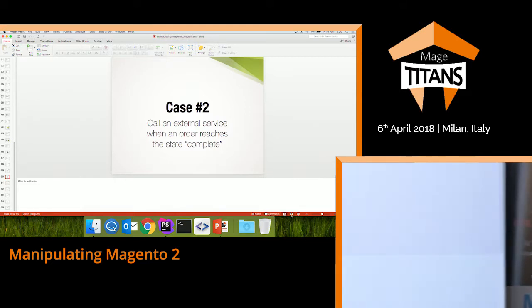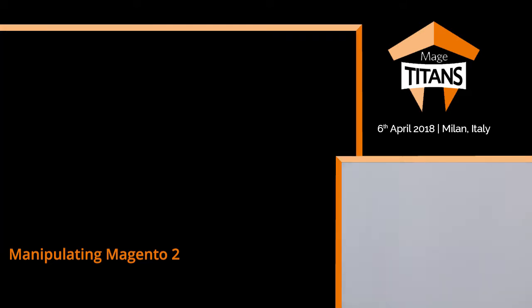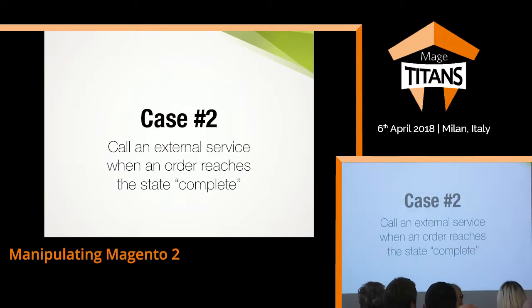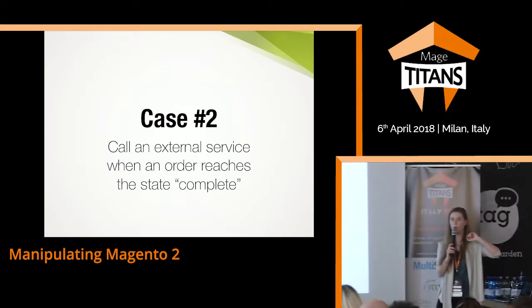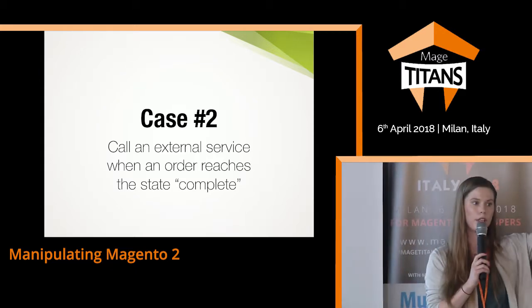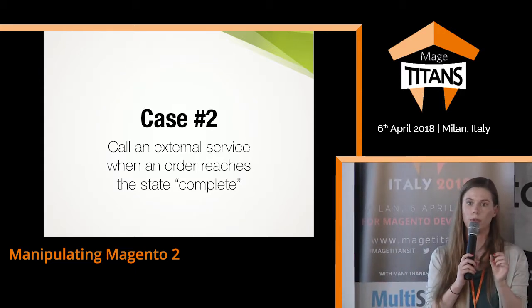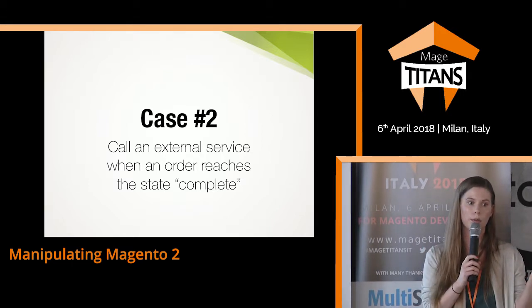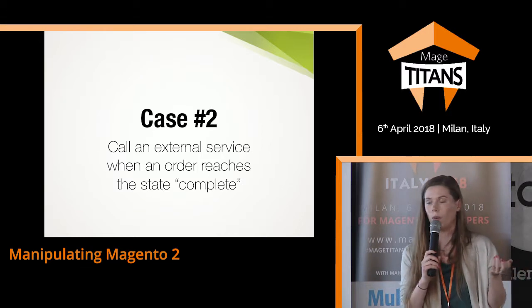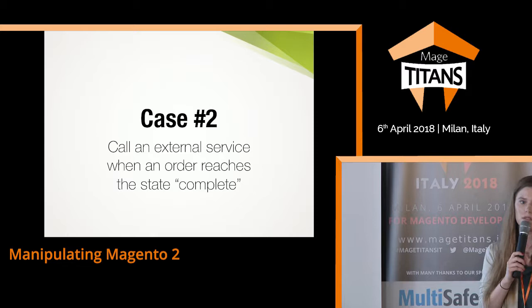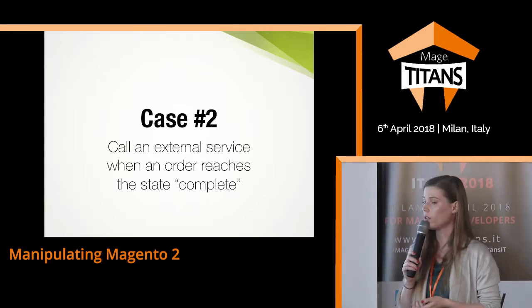So in our second case, we have this external web service that wants to know something about our order, and we want to send some information to it when an order reaches the state complete. How can we do this? Well, preference, does this seem a good case for a preference? No, no. You could use a plugin.